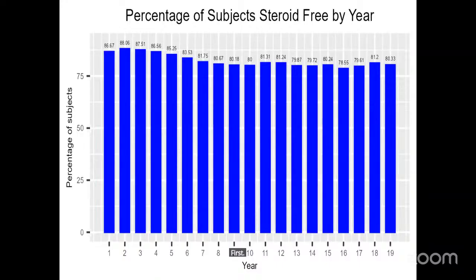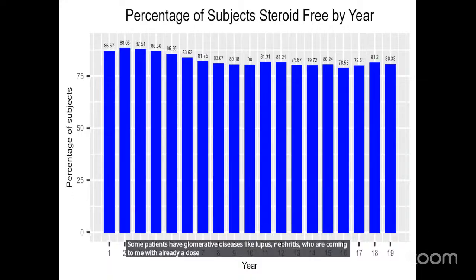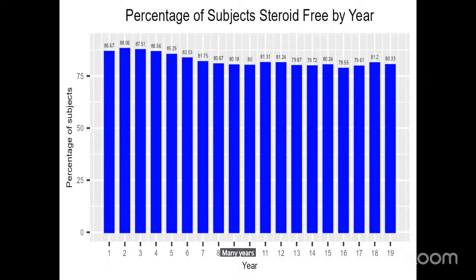First, those who are already taking 5 milligram from the first transplant. I reduced to 2.5. I'm not able to stop it because they're already on that for a few years. Some patients have glomerular diseases like lupus nephritis who are coming to me already on a dose of 5 milligram for the last many years. Then if biopsies show a lot of IFTA, to prevent further fibrosis, I add prednisolone.